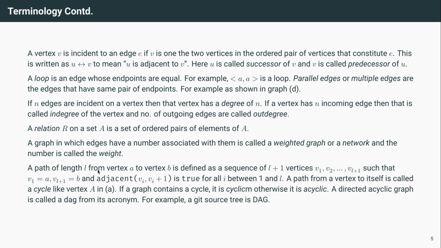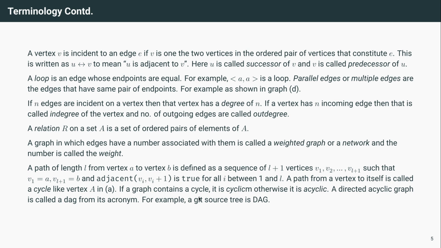A path of length L from vertex A to vertex B is defined as a sequence of L plus 1 vertices V1, V2 up to VL plus 1 such that V1 is equal to A, VL plus 1 is equal to B, and adjacent Vi, Vi plus 1 is true for all i between 1 and L. So this adjacent would be a predicate function which will return true for two vertices. A path from a vertex to itself is called a cycle, like we have shown in graph A and B. If a graph contains a cycle, it is called cyclic. Otherwise, it is acyclic.